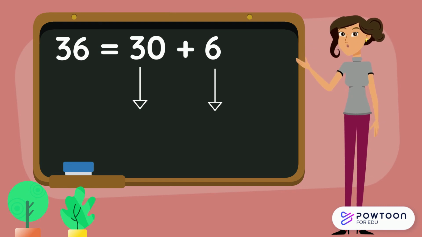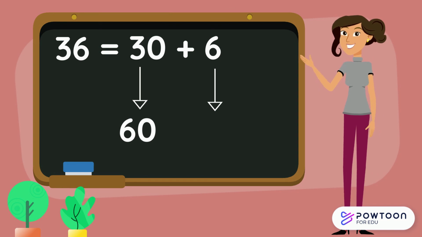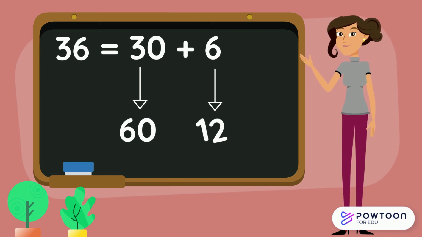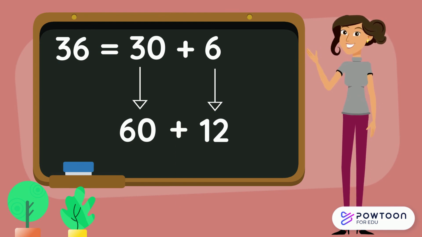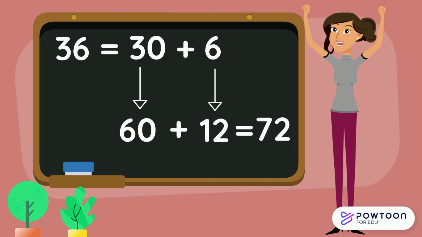Then you would have doubled 30, which would have given you 60, because 30 plus 30 is equal to 60. And then you would have doubled 6, which would give you 12. Now all you had to do was add the 60 plus the 12, which would have given you 72. Well done if you got that one right.